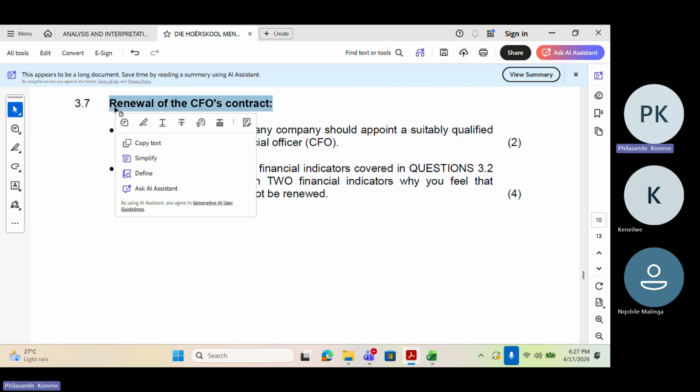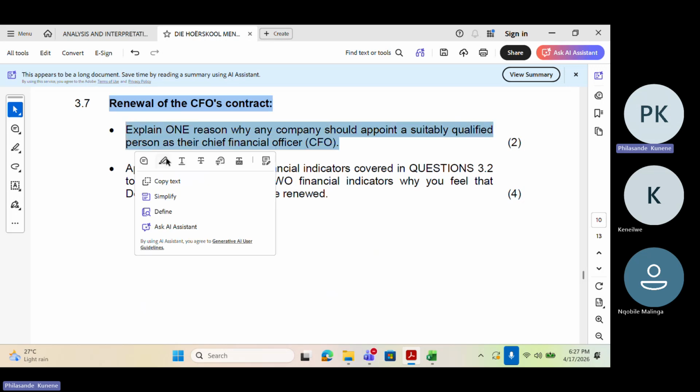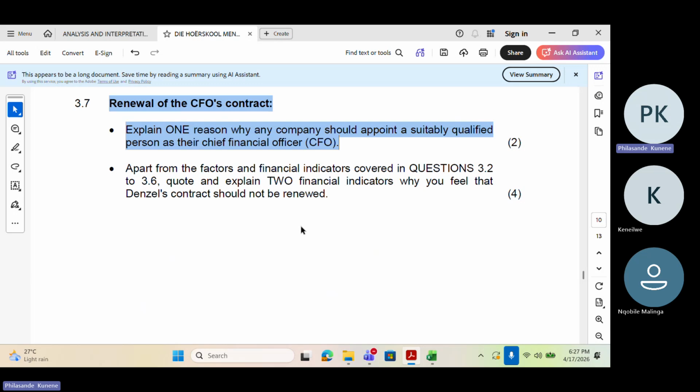Renewal of CFO's contract. Now we talk about the guy who was a CFO who also bought some shares in the company. He's a CFO, and also a shareholder. Explain one reason why any company should appoint a suitably qualified person as their CFO. It's very important. The CFO is someone who is handling financial matters of the company. The CFO is the head of the finance department, Chief Financial Officer. Everything about monies of the business, he's the one who knows all those things.